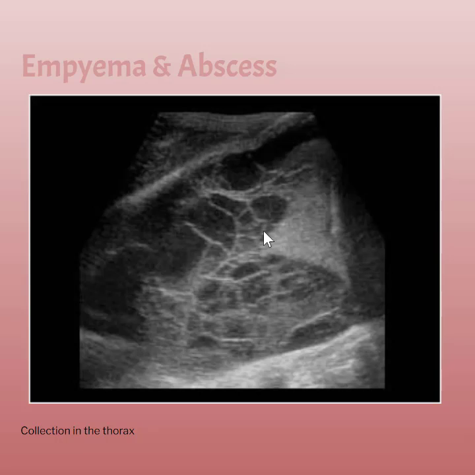This one is up in the thorax. So this is a true empyema, but we can see all these loculations. We can see debris within the loculated fluid areas. So this is definitely an abscess, an infection in the thorax, a true empyema.